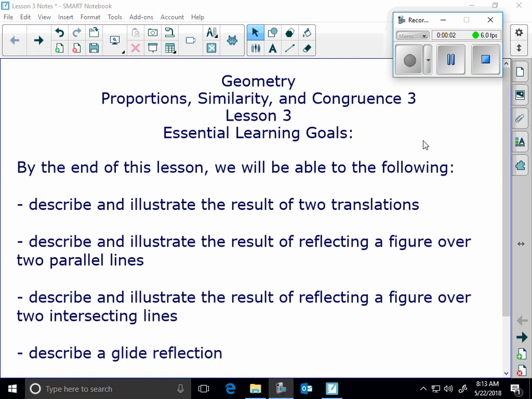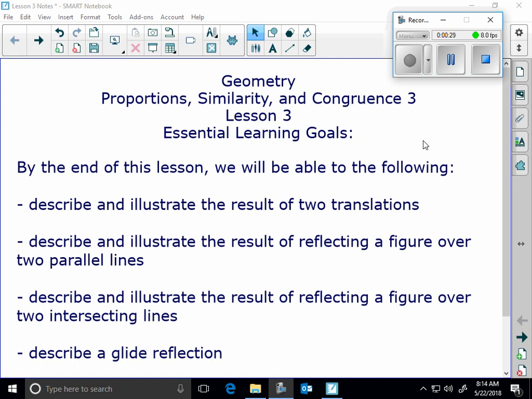Okay, today's lesson, we're going to describe and illustrate the result of two translations. We're going to describe and illustrate the result of reflecting a figure over two parallel lines. So that means we're going to reflect it twice. And then describe and illustrate the result of reflecting a figure over two intersecting lines. So reflect it twice. If those lines intersect, something special happens.